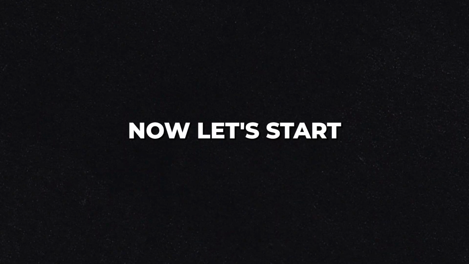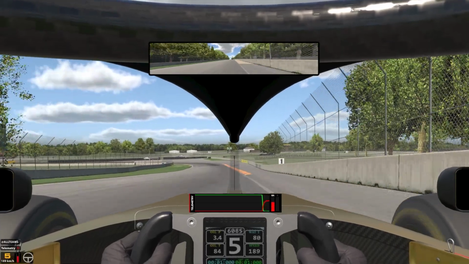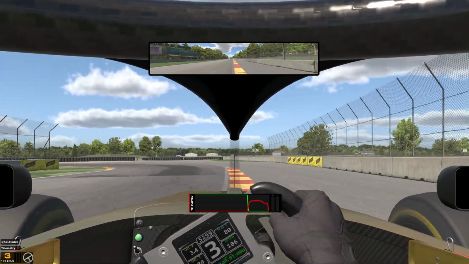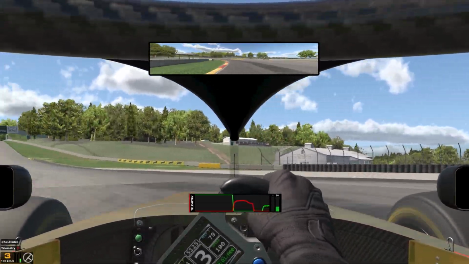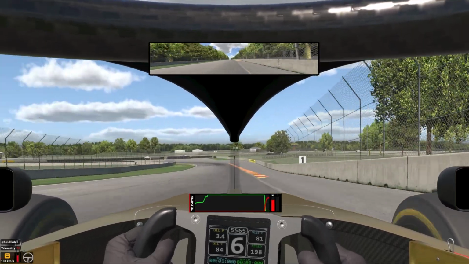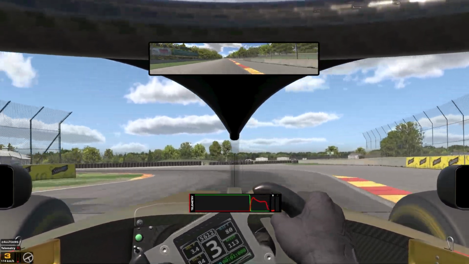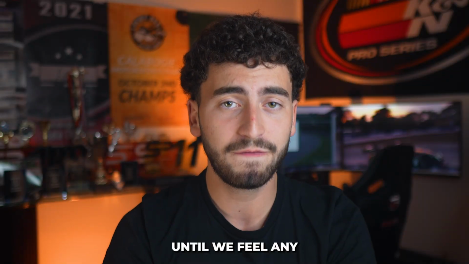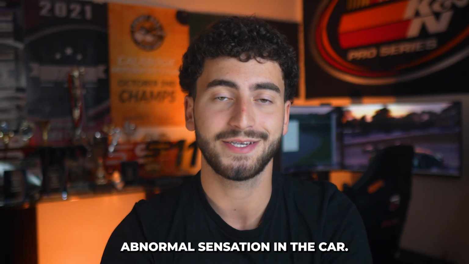All right, now let's start testing our straight line braking capabilities. Start by braking considerably early for every corner on track to stay safe, using a relatively low amount of brake pressure, something you know that won't reasonably exceed the limit of the tires. The first attempt will purposely be under the limit, but what we want to do is slightly increase this brake pressure, say 5% or 5 bar every lap in every corner, until we feel any abnormal sensation in the car.